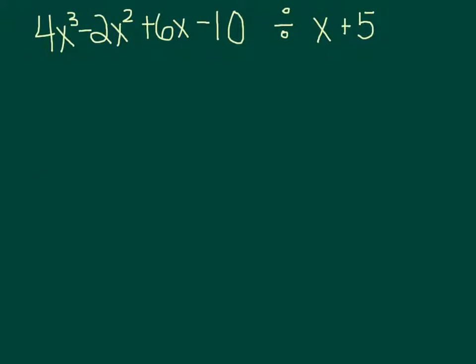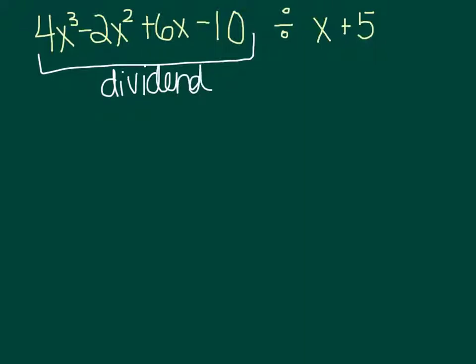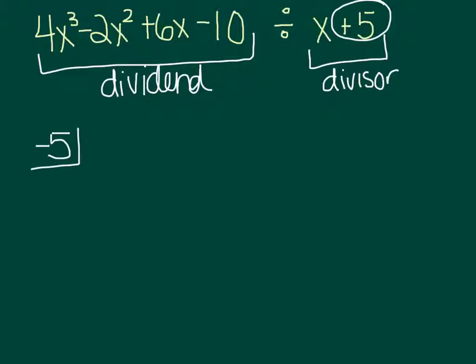I'm going to do another example that's a little bit longer, so try to follow through the steps again. So here on the left I have my dividend, 4x to the third minus 2x squared plus 6x minus 10. And then on the right I have my divisor. So the first step again was to grab the number part of the divisor. So this is x plus 5. So if you remember, we changed the sign, so now I have a negative 5. Then I place my coefficients from my dividend in a line and draw a bar underneath.